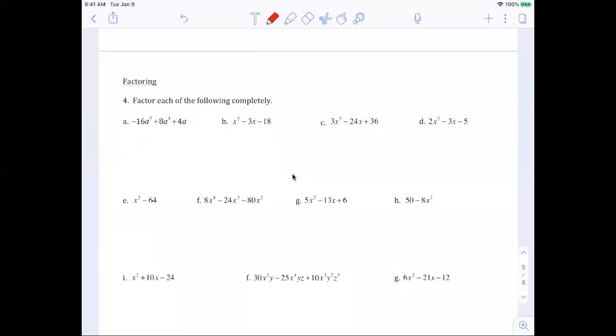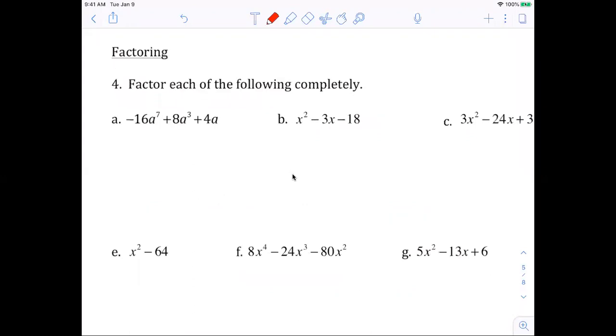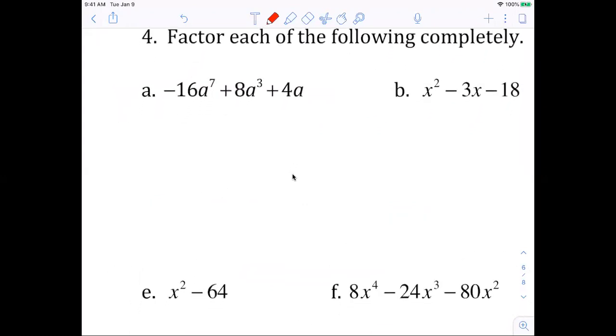But what we want to do is try and change it from an addition problem to a multiplication problem. Okay, because right now we are adding three things together. That's what makes it a trinomial. We want to see if we can make it into factors. So the first step in factoring is always to look for a greatest common factor.